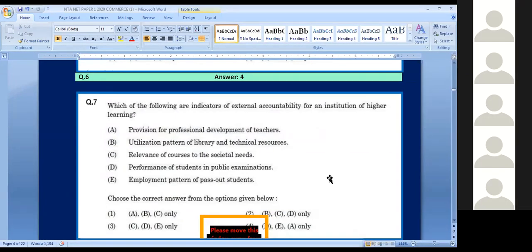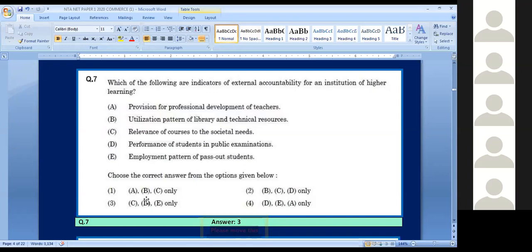Which of the following are indicators of external accountability for an institution of higher learning? So this is a type of coding question. See, remember, whenever coding question comes, you should think like this. You should not read A, B, C, D and waste your time. Rather, look at the coding part. Which is appearing maximum in coding? B appeared twice, okay. A appeared twice. Okay, C is appearing thrice. Let me check out C whether it is correct or not. External accountability for an institution of higher learning.